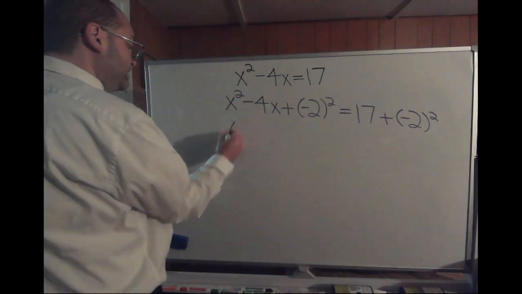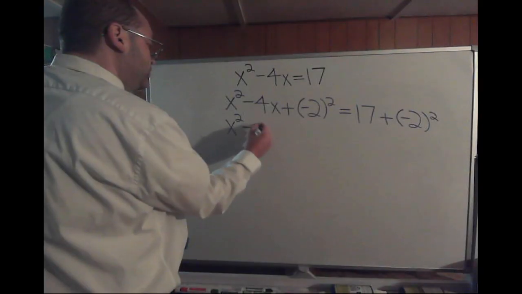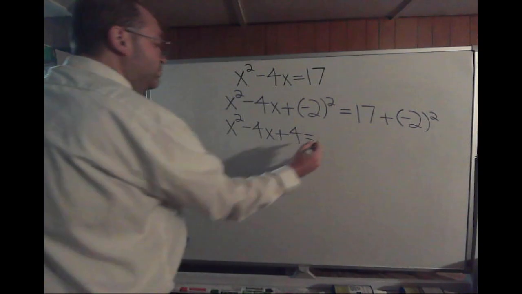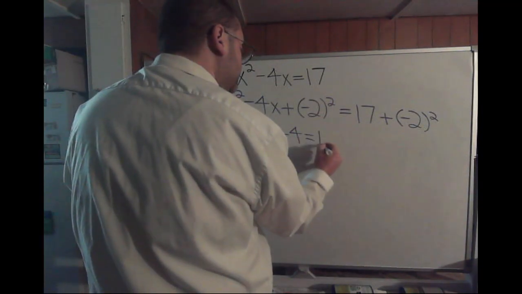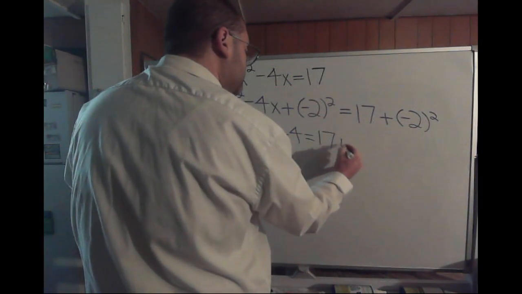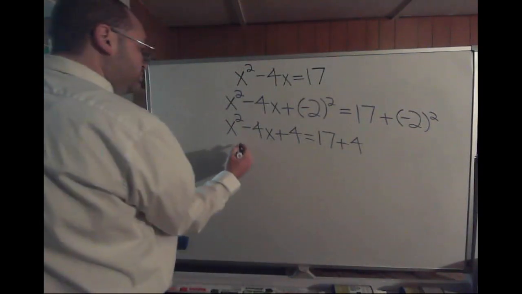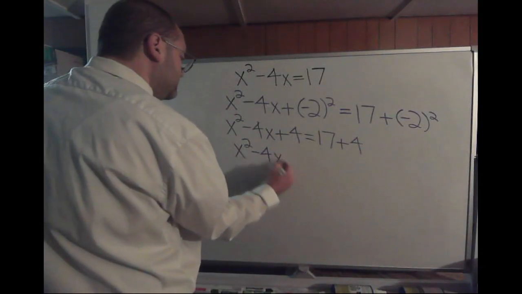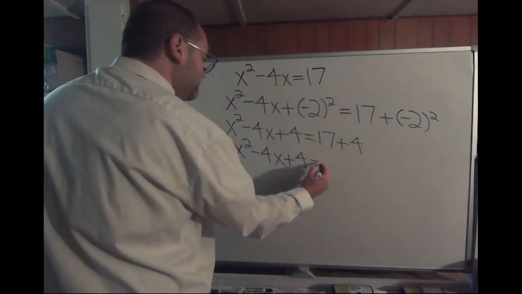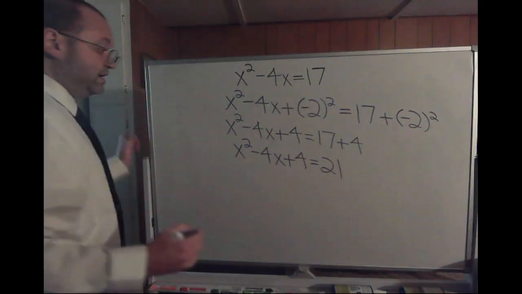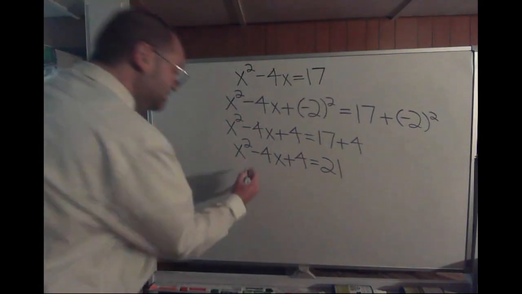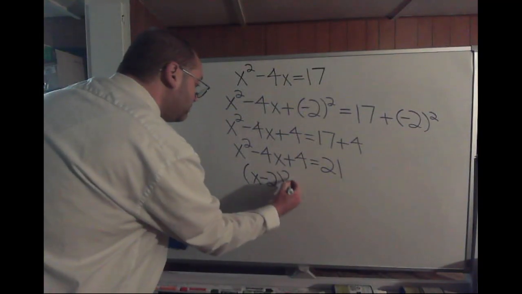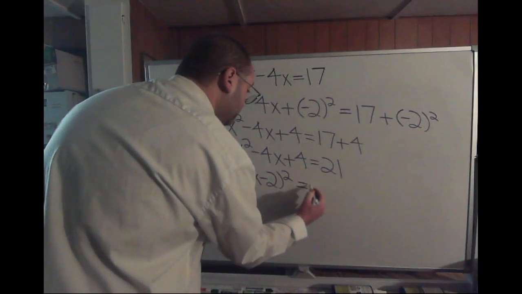So that would equal 17 plus negative 2 to the second power. So then you end up with x squared minus 4x, negative 2 squared, that'd be plus 4. Then we're going to have 17 plus negative 2 squared. That would be plus 4, which means you'll end up having x squared minus 4x plus 4 is equal to 21. And now we know that x squared minus 4x plus 4 will factor into x minus 2 squared. X minus 2, that quantity squared, that'd be equal to 21.